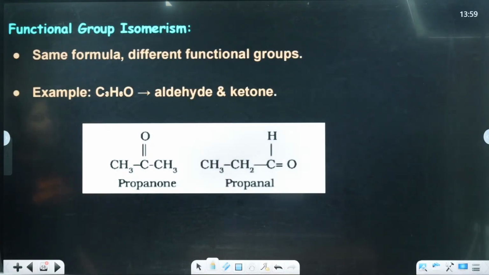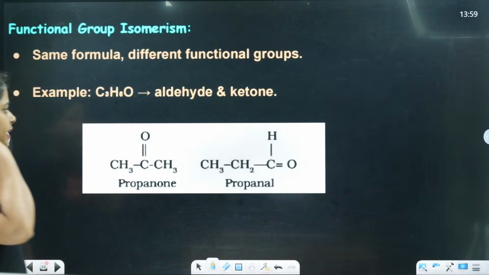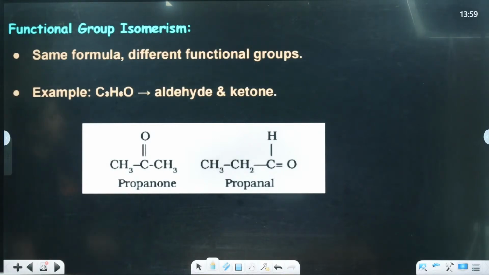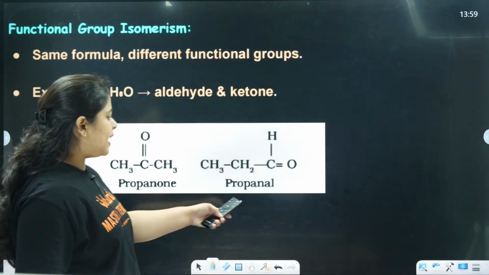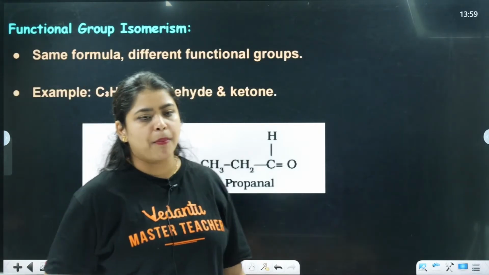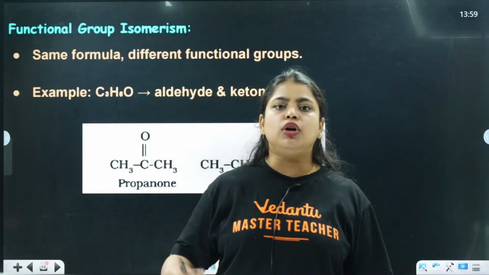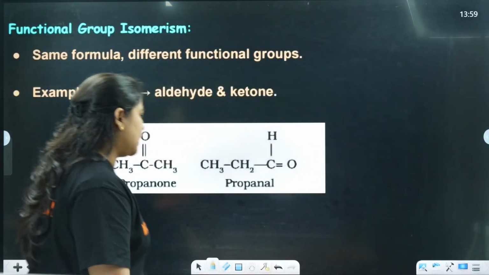Like for example C3H6O, where aldehydes and ketones are present. You can just observe here: propanal, and then propanone. Clear? So you have to keep understanding the concepts like this, okay?